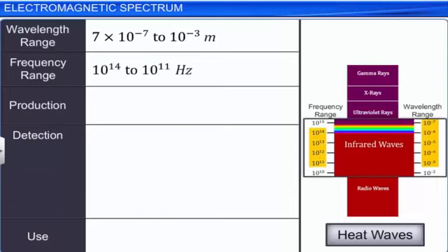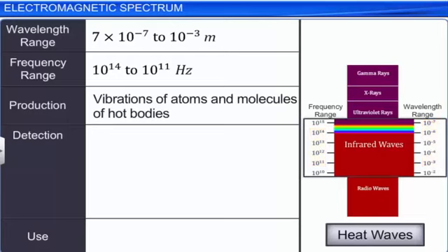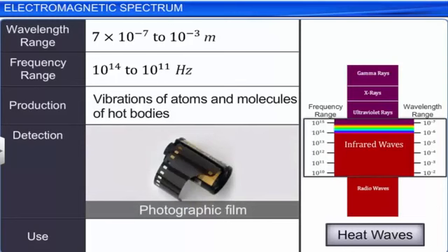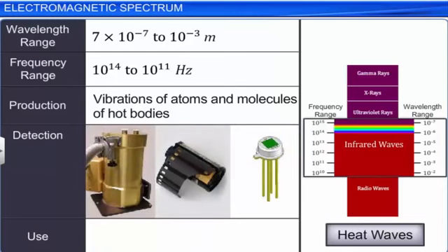Infrared waves are produced by the vibrations of atoms and molecules of hot bodies. These waves can be detected by bolometers, thermopiles, and infrared photographic films. Infrared detectors are used in Earth satellites and are also widely used in remote switches and night vision cameras.